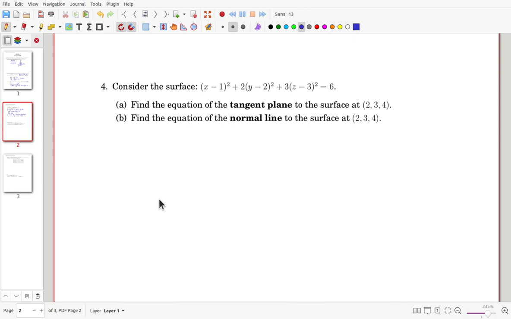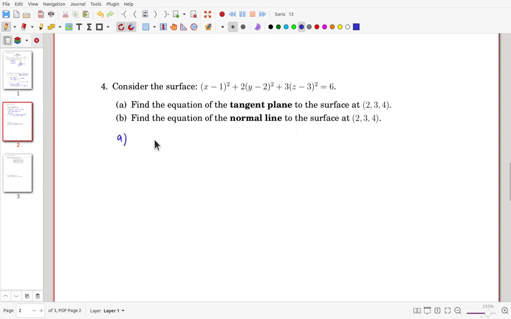Number 4. Consider the surface. Find the equation of the tangent plane to the surface at (2, 3, 4). For this problem, if you want to get a tangent plane, a point is already given. But at this point, to decide the tangent plane, you need to get the normal vector.